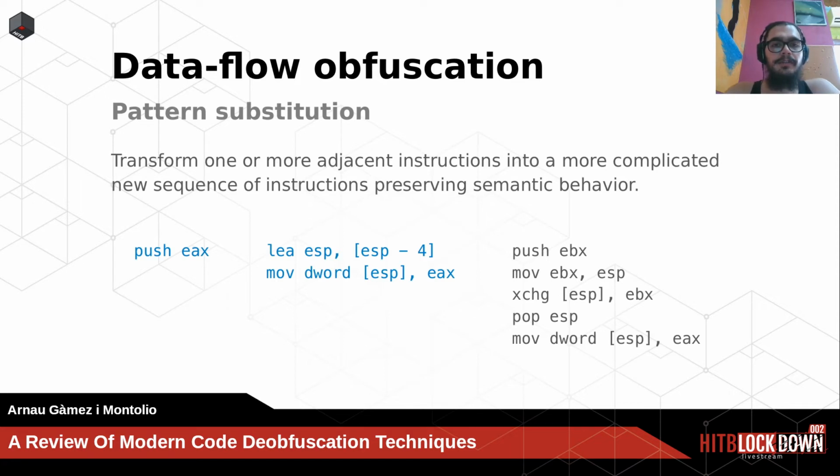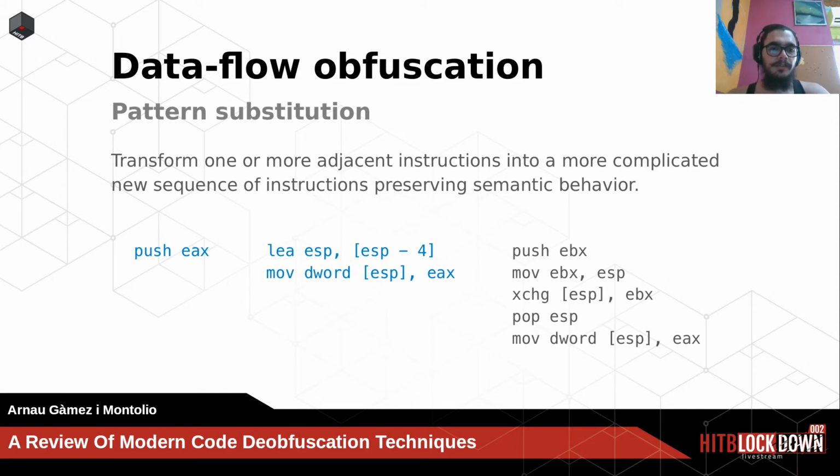Finally, for data flow obfuscation techniques, I will present pattern substitution, a technique in which we transform one or more adjacent instructions into a new sequence of instructions that is more complicated, usually involving more instructions, but preserves the semantic behavior, which means the outcome is essentially the same.